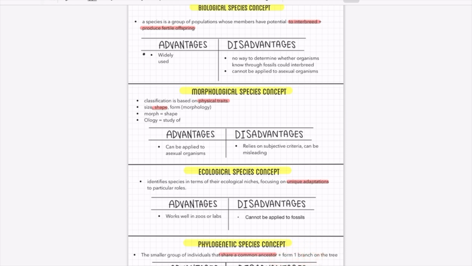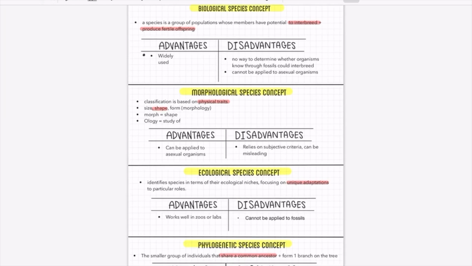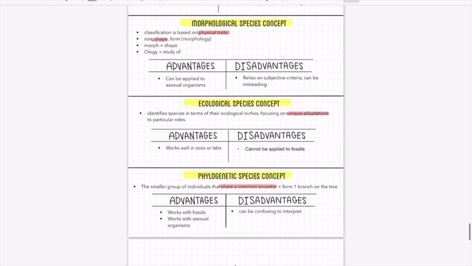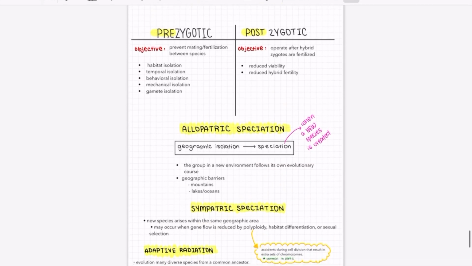Now, this has a lot of advantages. It works well with fossils and with asexual organisms, but similar to the morphological species concept, it can be difficult to interpret, understand, and analyze the data that you're seeing. All right, so that's it for species concepts, and we're going to go right along to pre-zygotic and post-zygotic barriers.